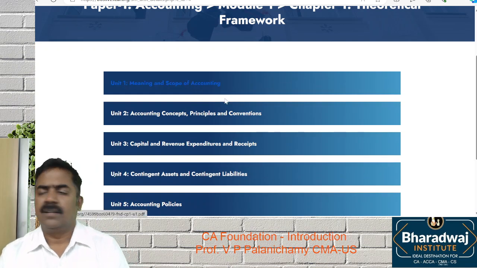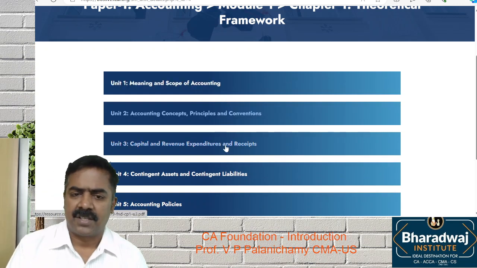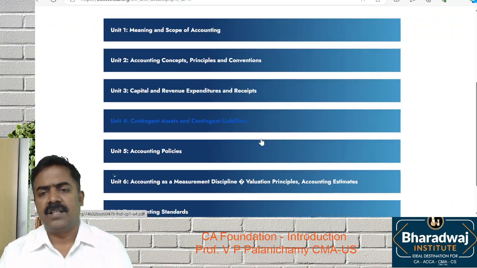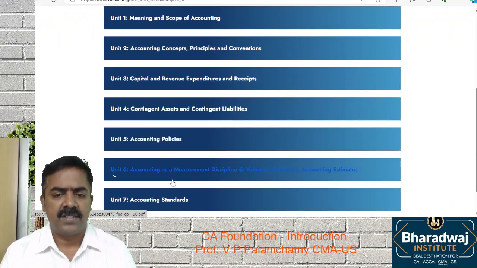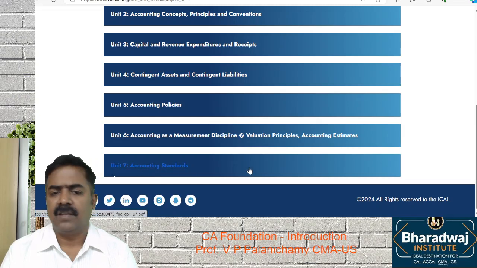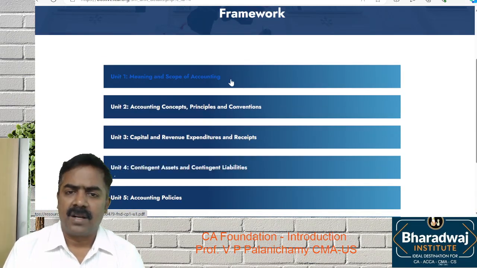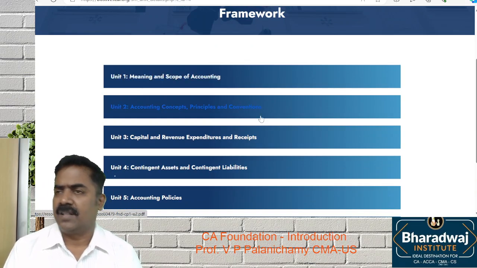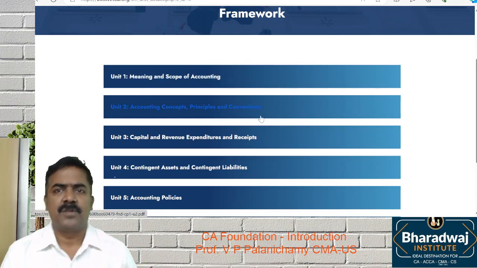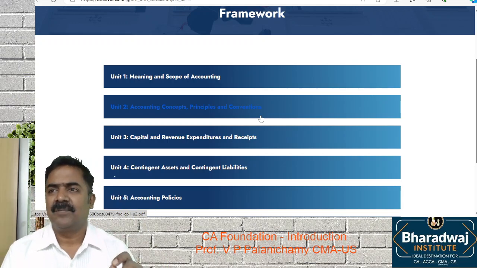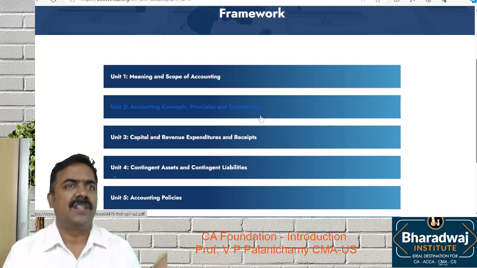You can find the meaning of accounting, concepts, conventions, capital and revenue expenditures, what is a contingent asset or contingent liability, accounting policy, how to measure various things, what are accounting standards, like that. In this, the fundamentals like meaning of accounting, concepts and conventions you would have gone through already in your +1 and +2 level. But in the classroom, we are going to learn something extra with a logical analysis.